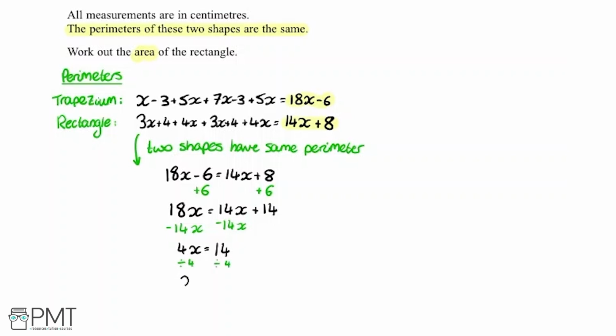So that gives us x equals, I'm going to write it as a fraction, 14 divided by 4. If we put that into the calculator, we'll get that that is equal to 3.5. Now we can move on to answering the question. And the question says we need to work out the area of the rectangle.